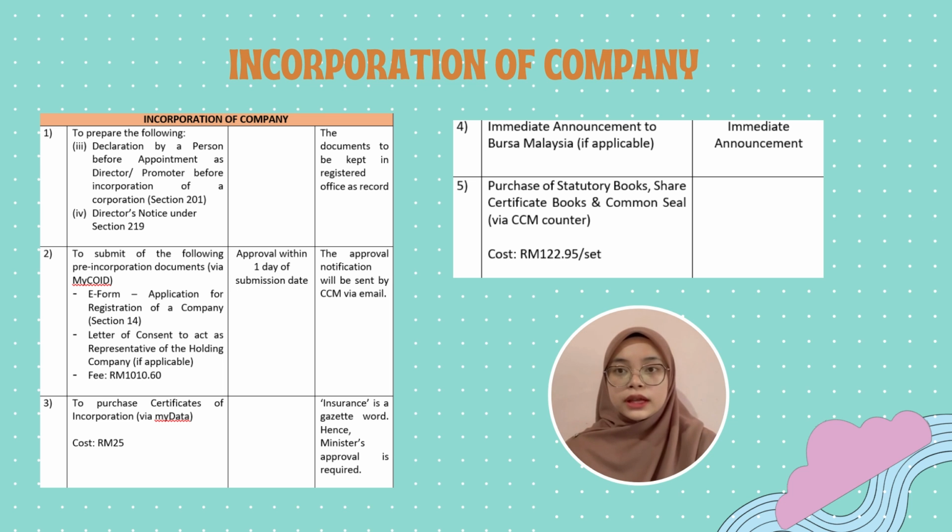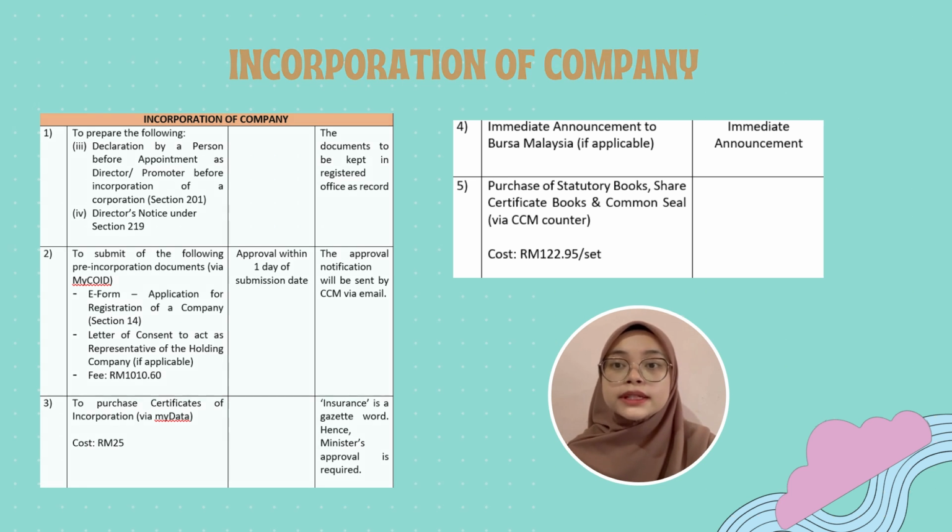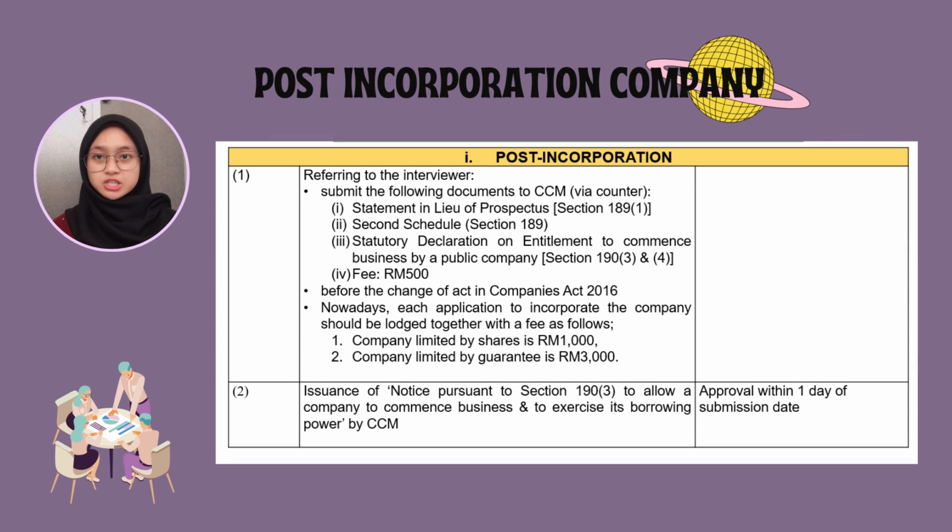After the approval by CCM, the company needs to purchase a certificate of incorporation through MyData with the fee of 25 ringgit. For a public company, they need to make an immediate announcement to Bursa Malaysia about the incorporation of the company. And the last one, the company needs to purchase the statutory books, share certificate books and common seal through the CCM counter with the fee of 122 ringgit 95 cent per set. Okay, next, post-incorporation company.